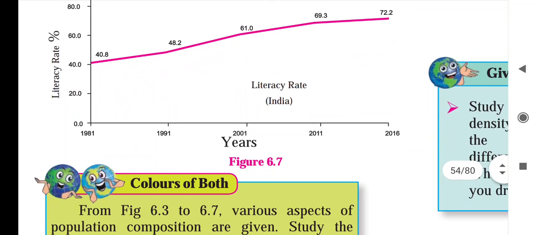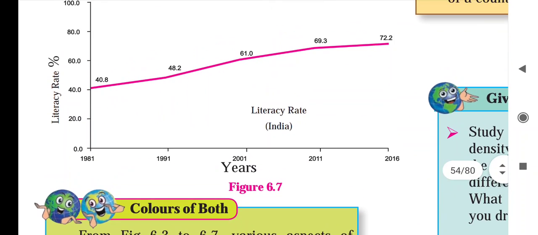So see what is the condition of India, that we will see. In the year 1981 our literacy rate was 40.8%. In the year 1991 it was 48.2, which means it has increased by 8%. In the year 2001 it was 61.0, 2011 69.3, and 2016 72.2. In this way the literacy rate in India is also increasing.